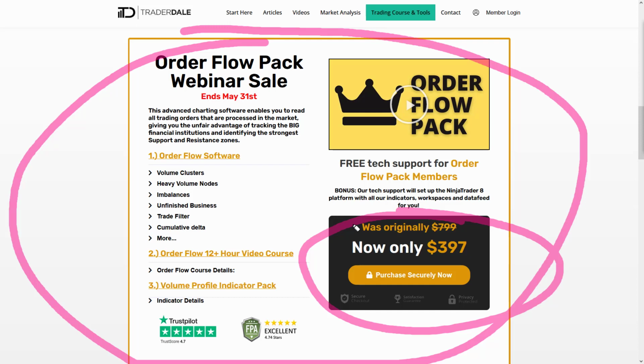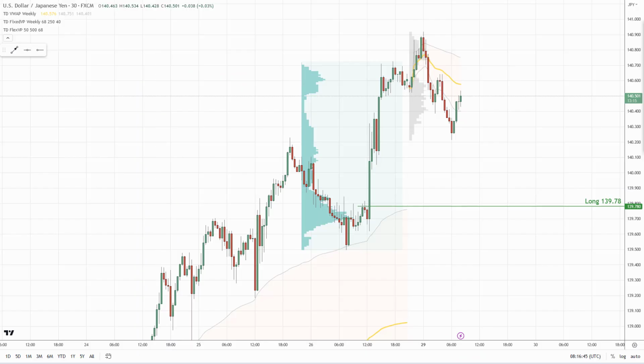Let me now switch over to the TradingView platform and talk about the trading ideas. So this is the TradingView platform, and the first trading idea is going to be on the US dollar Japanese yen. What you see before you is the US dollar Japanese yen 30-minute time frame, which is my favorite time frame for such day trading analysis. I'm working with my custom-made volume profile and VWAP tools for the TradingView platform.